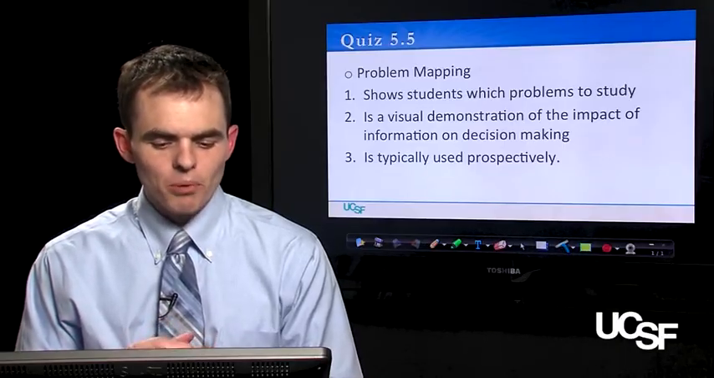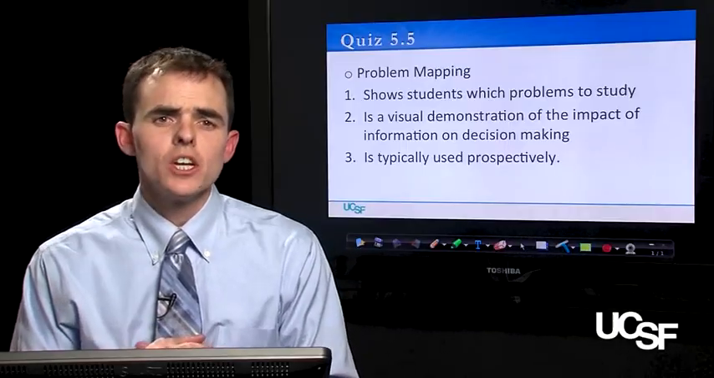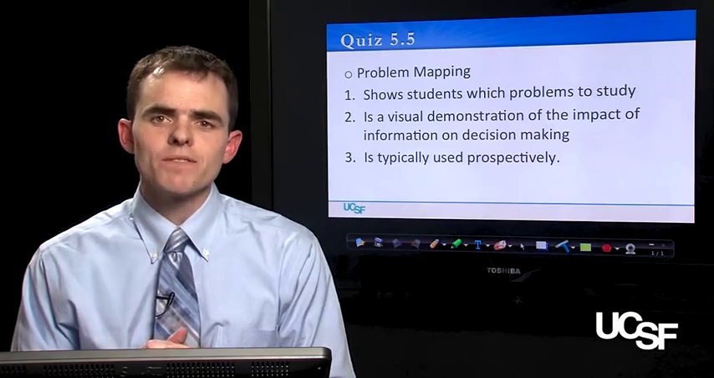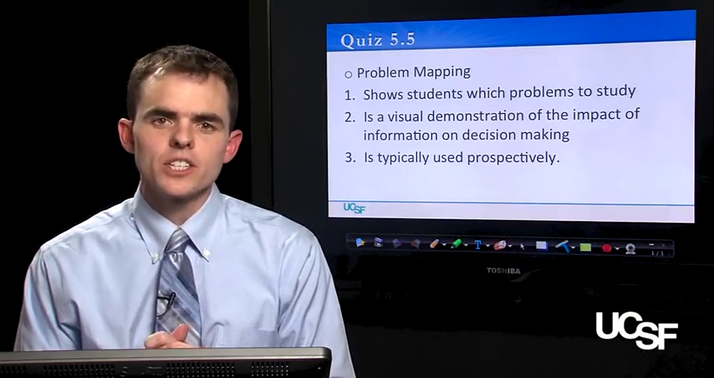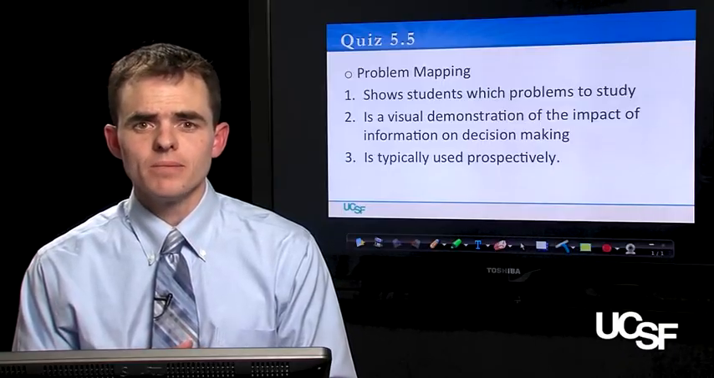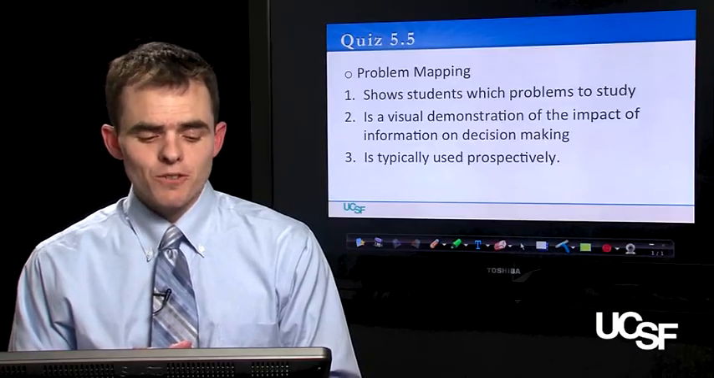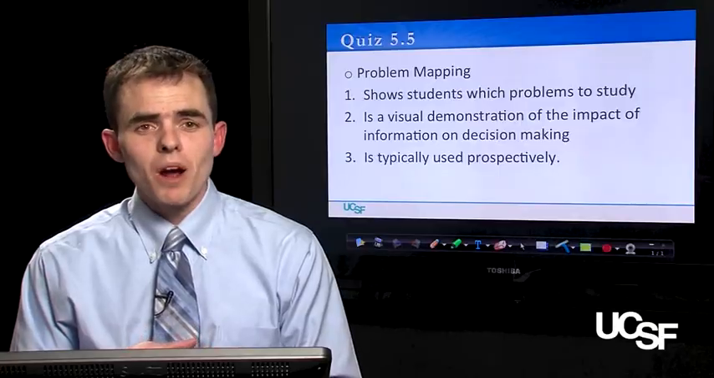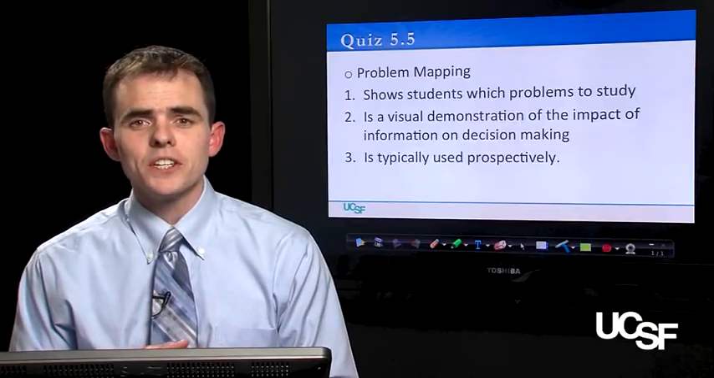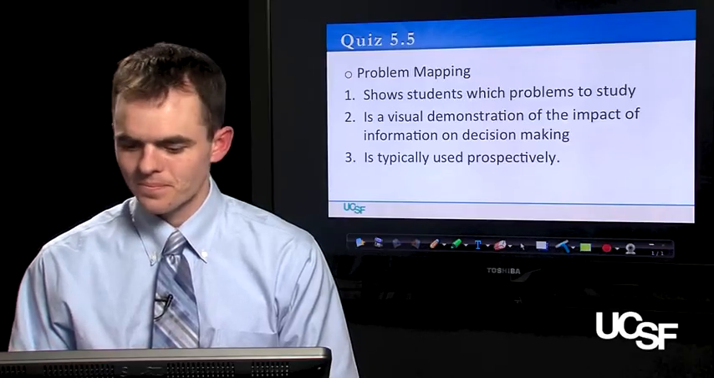5.5. The question is, problem mapping, 1, shows students which problems to study. 2 is a visual demonstration of the impact of information on decision making, or 3 is typically used prospectively. The correct answer, of course, is that problem mapping is a visual demonstration of the impact of information on clinical decision making.